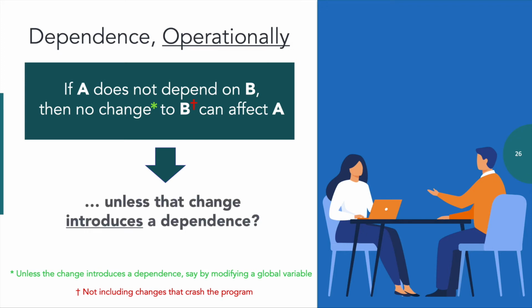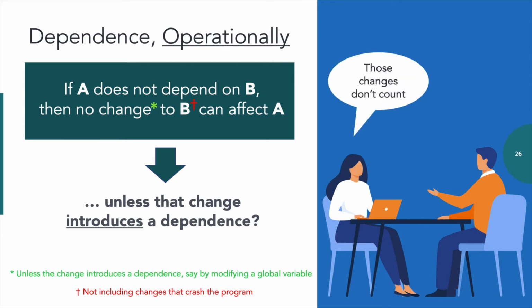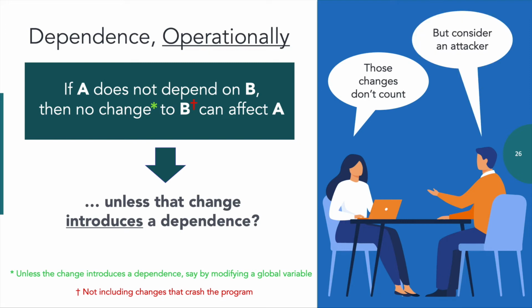So we're kind of left with this tautological definition. If A does not depend on B, then no change to B can affect A unless that change introduces a dependence. And it's easy to say, well, we should just exclude these kinds of changes. But sometimes, like when we're talking about security dependence, we really do want to include them.